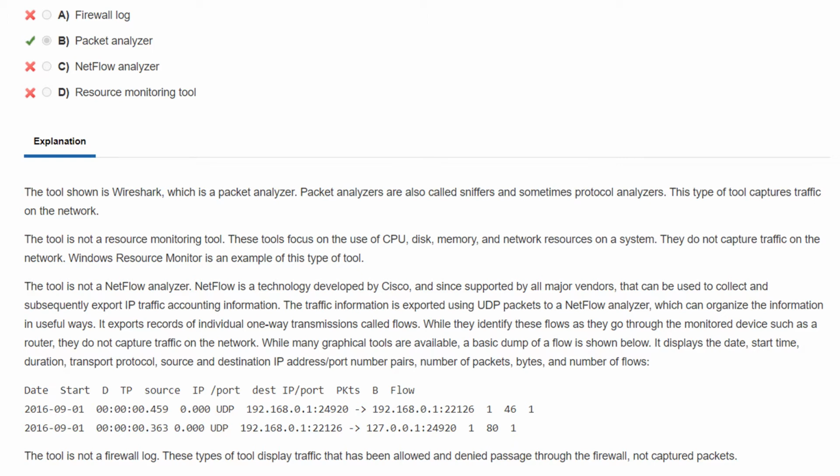The correct answer here is Packet Analyzer, B. The tool shown is Wireshark, which is a packet analyzer. Packet analyzers are also called sniffers and sometimes protocol analyzers. This type of tool captures traffic on the network.